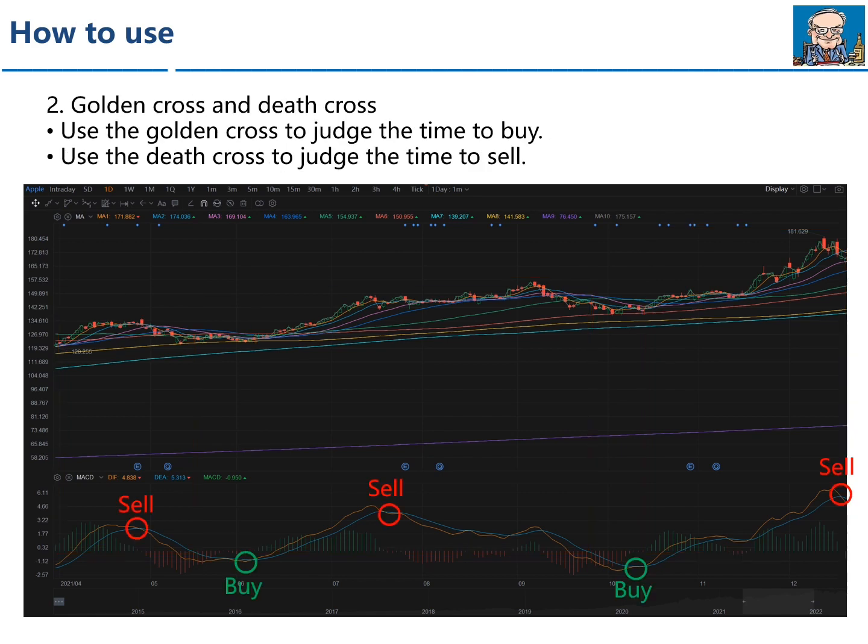Number 2. Use the golden cross to judge the time to buy, and the death cross to judge the time to sell. If the yellow line crosses the blue line upwards, it will be the golden cross. He thought it was buying time. On the contrary, if the yellow line crosses the blue line downwards, it will be the death cross. He thought it was selling time.